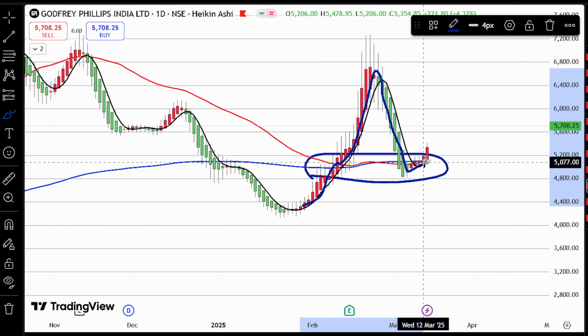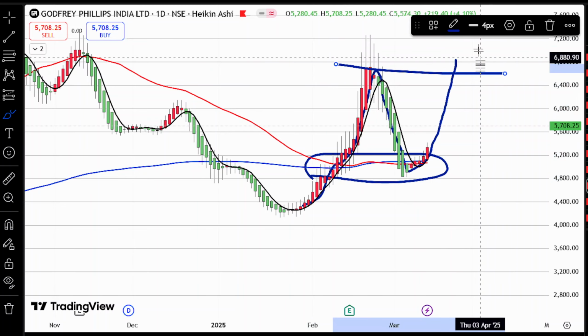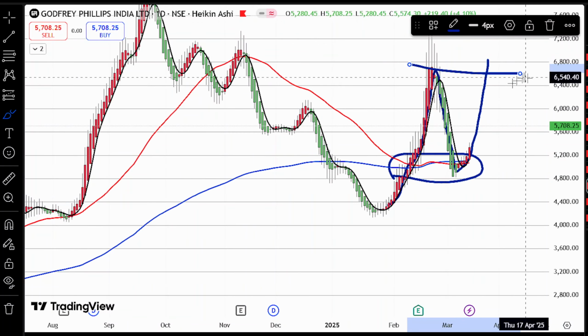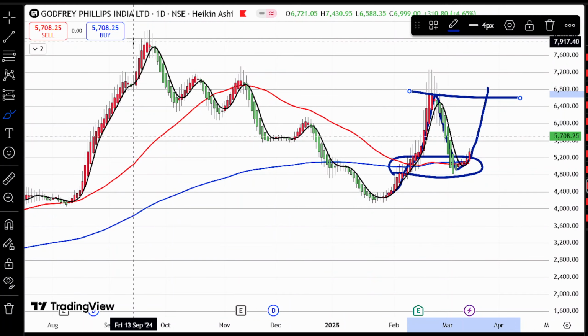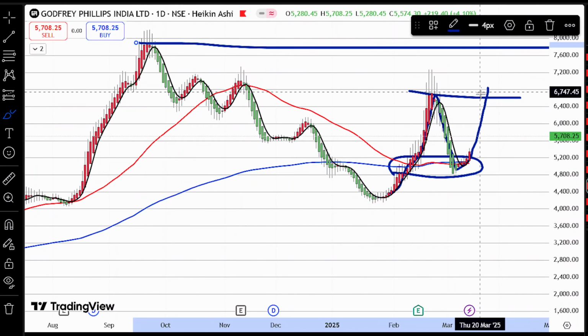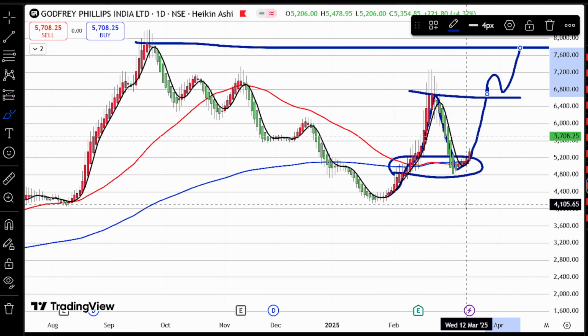So now I'm looking at a rebound here. It might just go back upwards here, retest this one. If it breaks up, then it might go all the way up to retest the former high here. Former high is here. So if it breaks up, then it retests this one. It might be one of the scenarios here.